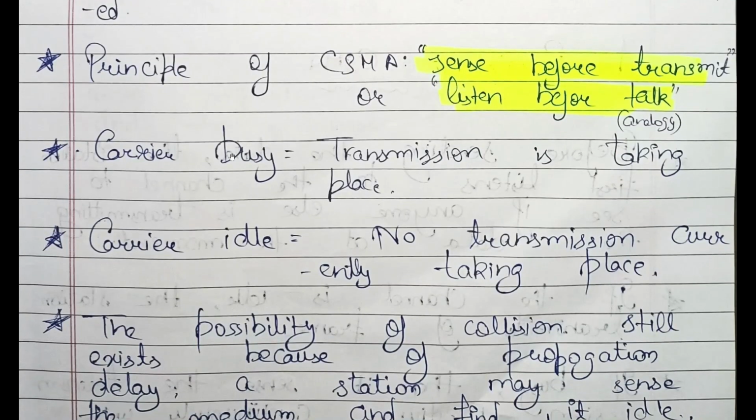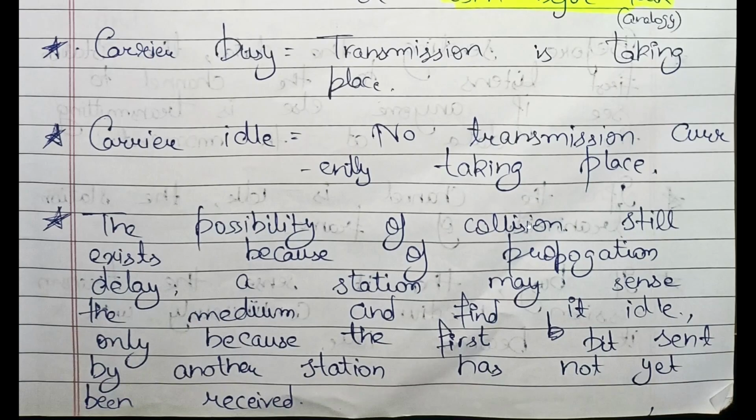Now, just remember these two terms. Carrier busy means transmission is taking place. Carrier idle means no transmission is currently taking place. The possibility of collision still exists because of propagation delay. A station may sense the medium and find it idle only because the first bit sent by another station has not yet been received. Now, what does this point mean?